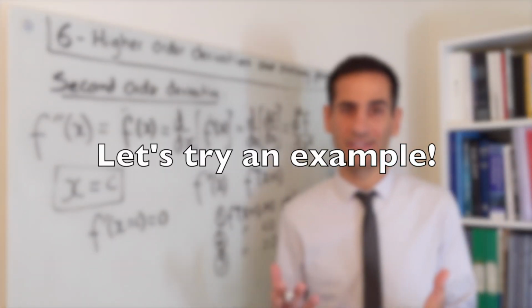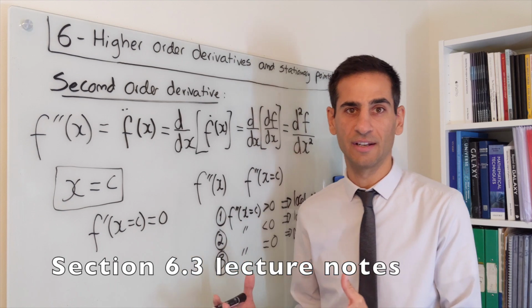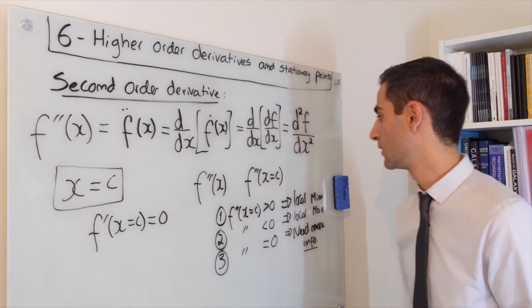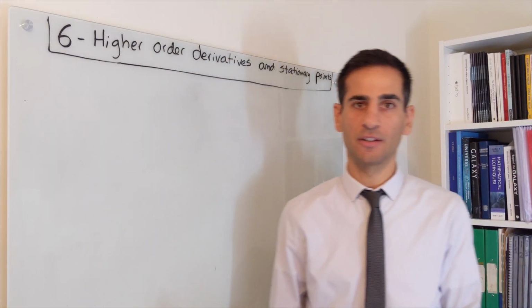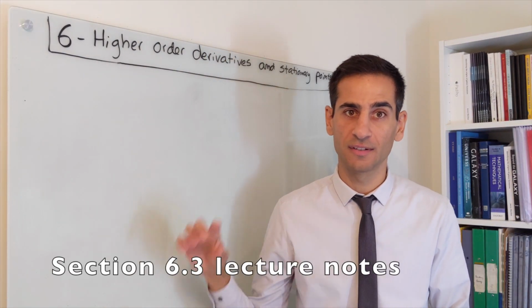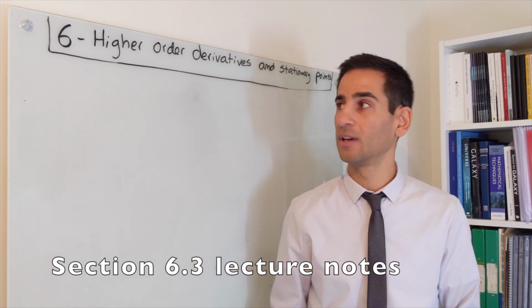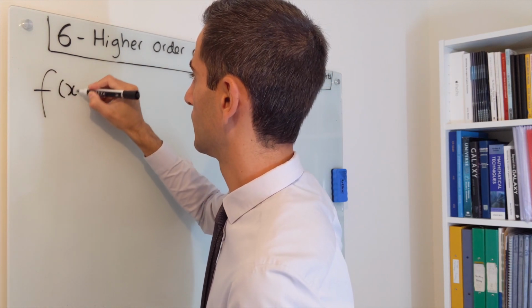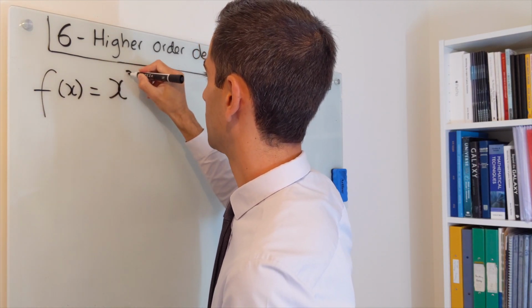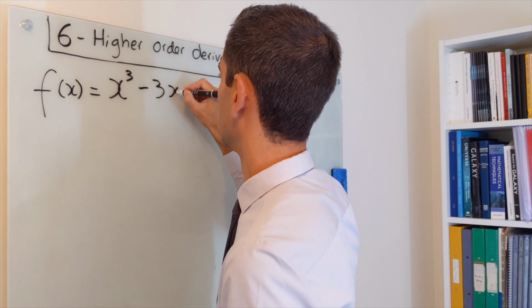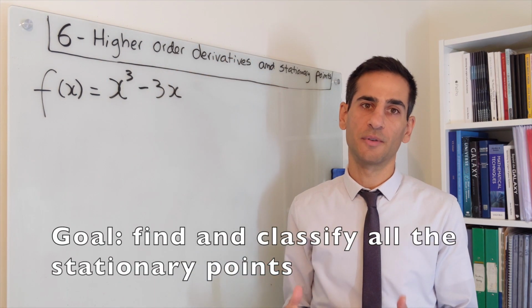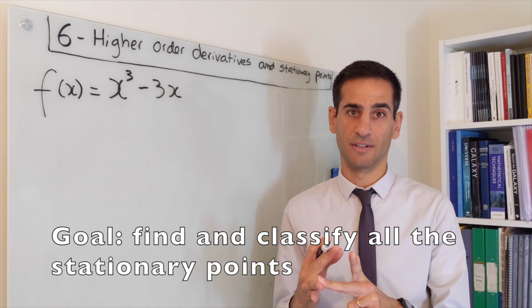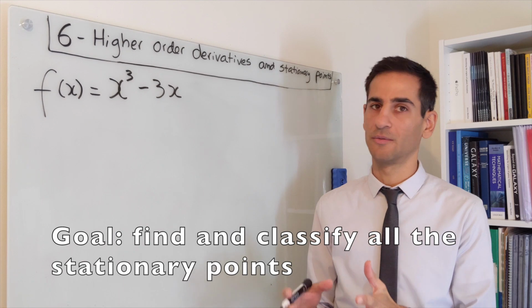There's nothing like a concrete example to test your understanding of what we've just covered for a general case, so let's try to do it. You can also find this example in the lecture notes at section 6.3, and the function that we're going to have a look at is f of x equals x to the power of 3 minus 3x. The goal here is to try to find the stationary points and then to try to classify them. And we already have all the tools that we need.